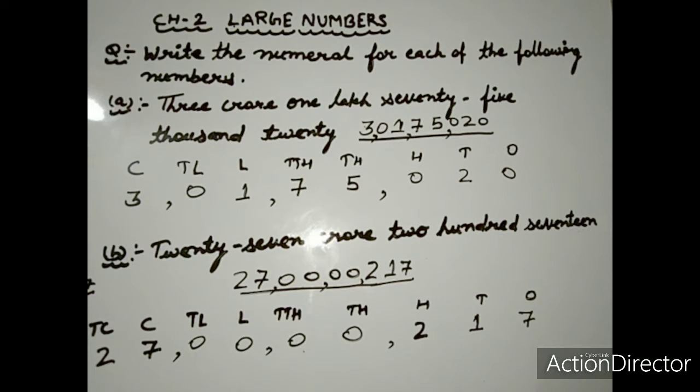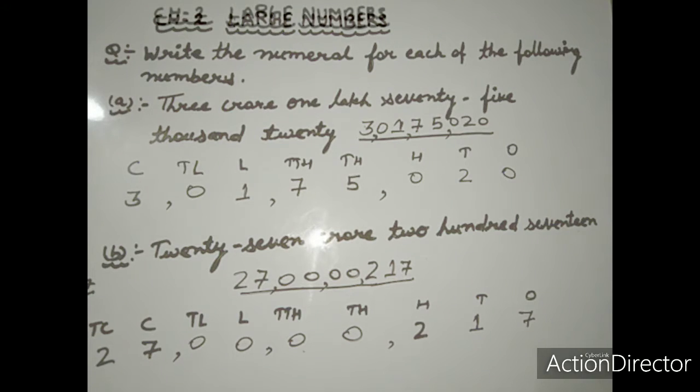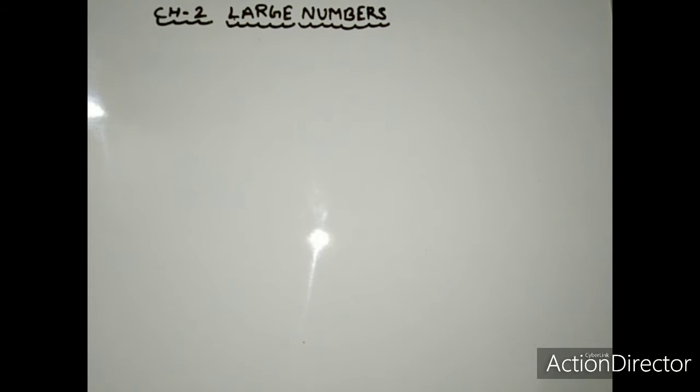So dear students, here I solved exercise 2A, the first question: write the numeral for each of the following numbers. I solved only two parts of question number 1. You also solve the other parts of this question in your fair notebook. Now we solve question number 2.